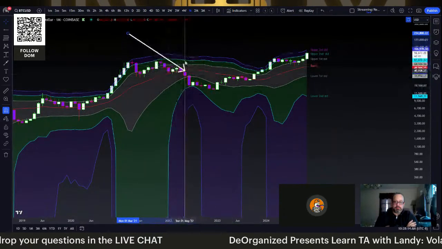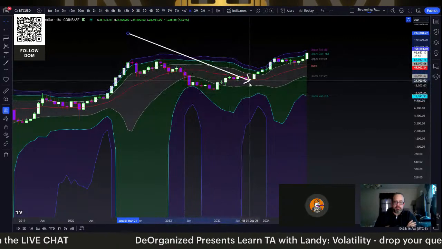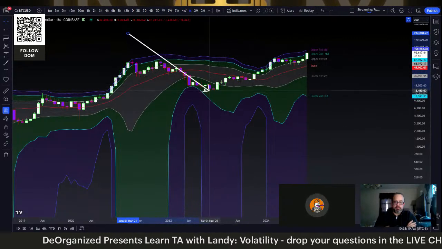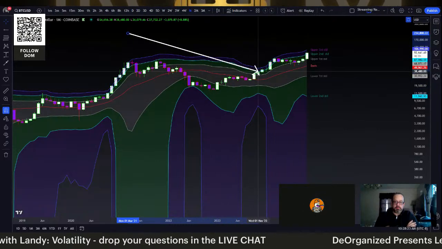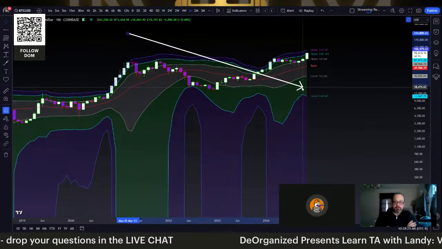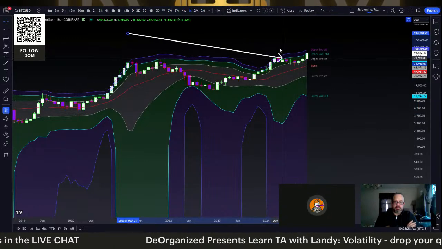So we went into a compression to expansion, then we went into a compression again. And you can always tell because these bands start to pinch back together here. We went into expansion and we actually went into a recompression here recently on the monthly.